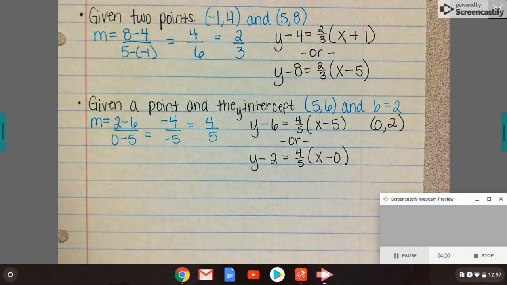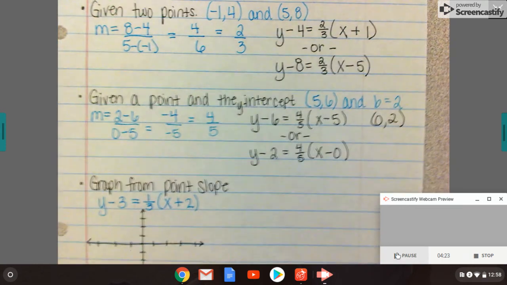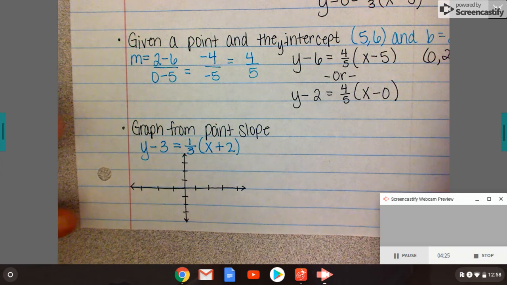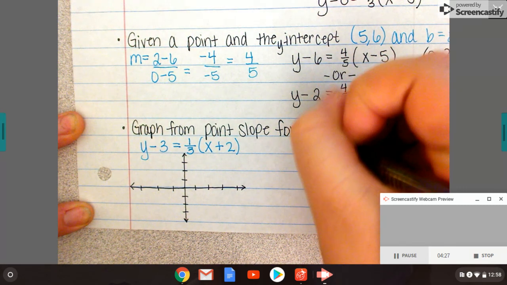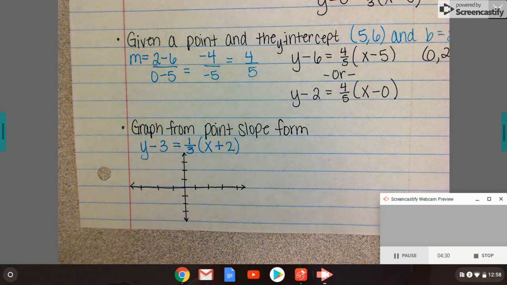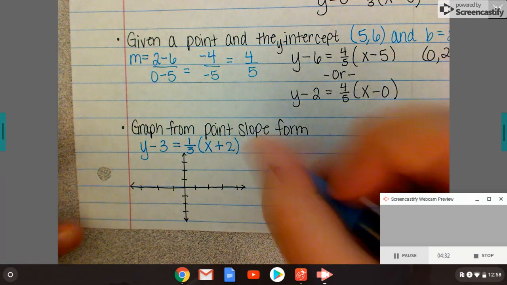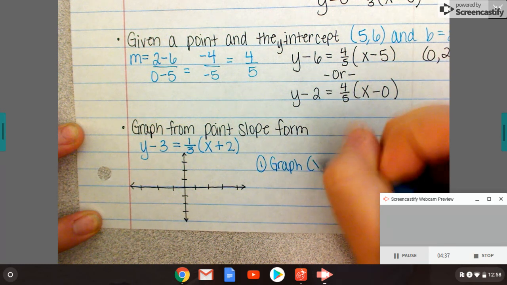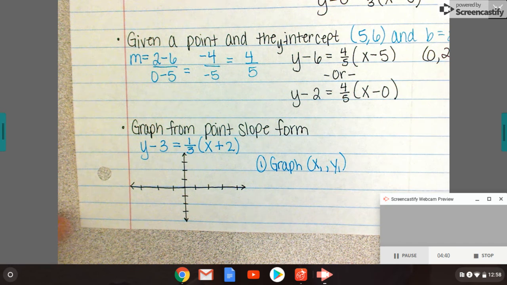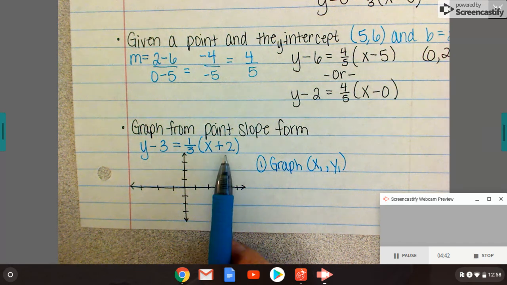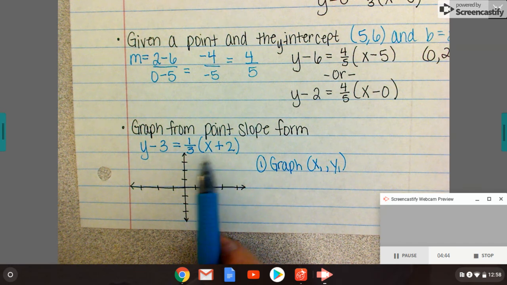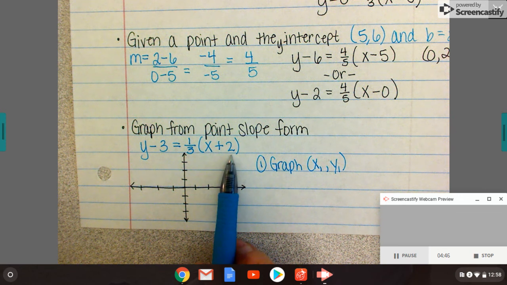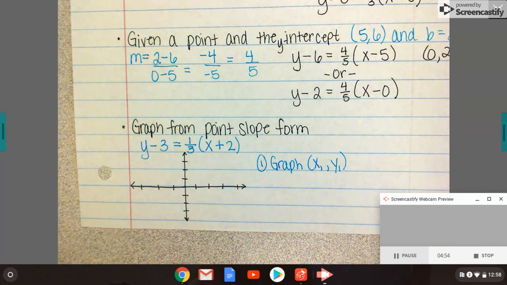Let's do a little bit of graphing, and then we'll be all set. All right, so let's graph from point slope form. We were given y minus 3 equals 1/3 times the quantity x plus 2. So our method here is number 1, graph our point, x1, y1. So this is where it gets a little weird. x1 is right here. So this came from the equation x minus x1. So if negative x1 is positive 2, positive x is negative 2.